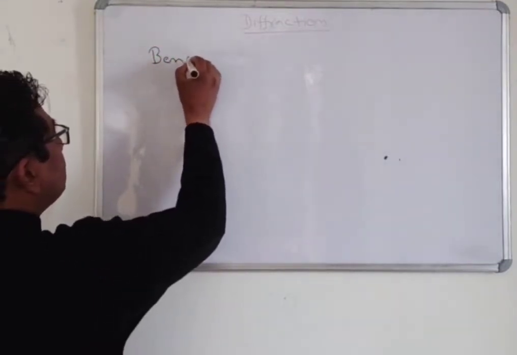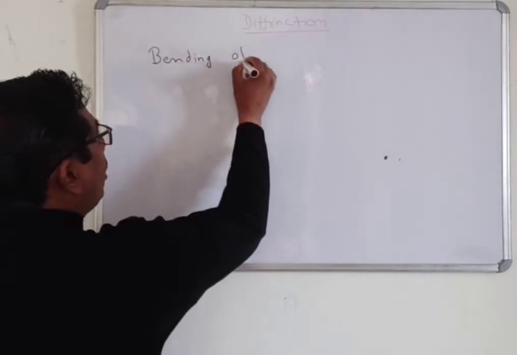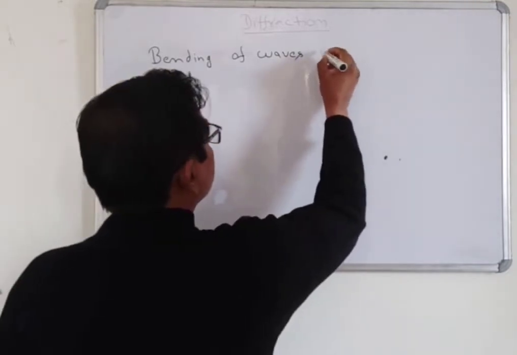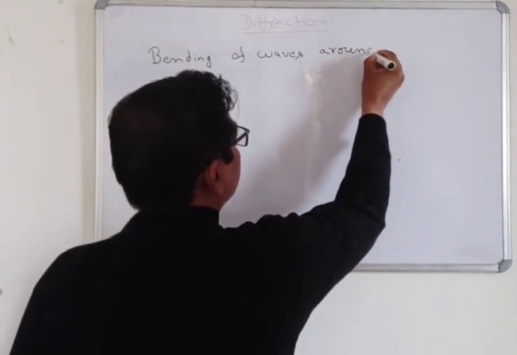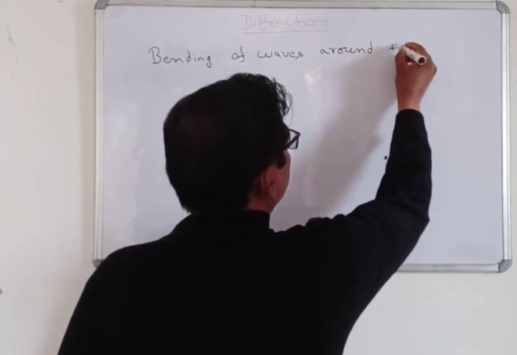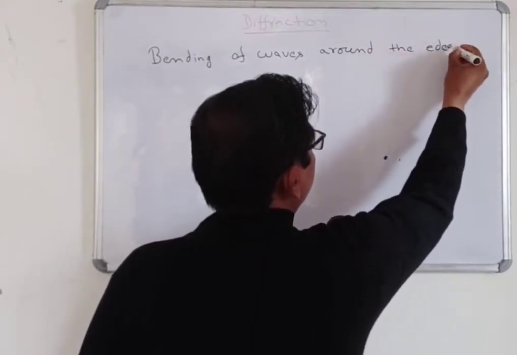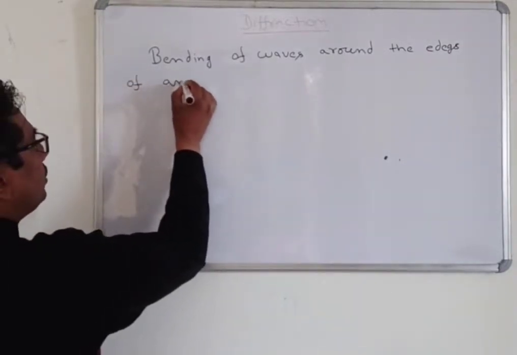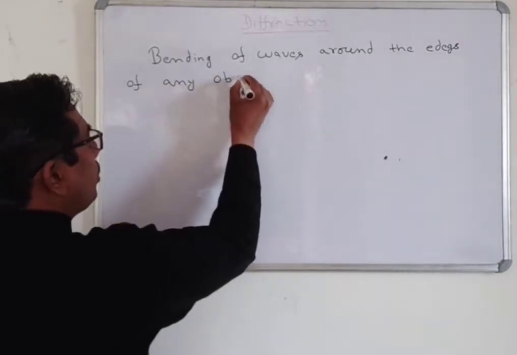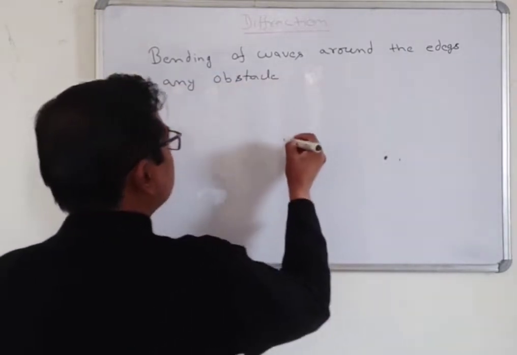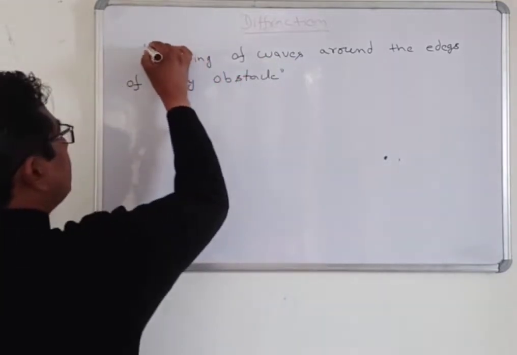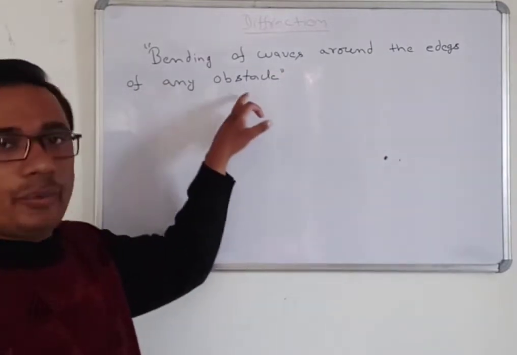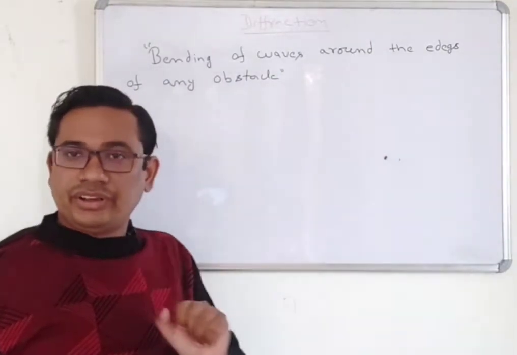Bending of waves around the edges of any obstacle. It means that bending of the waves around the edges of any obstacle, this is known as diffraction.